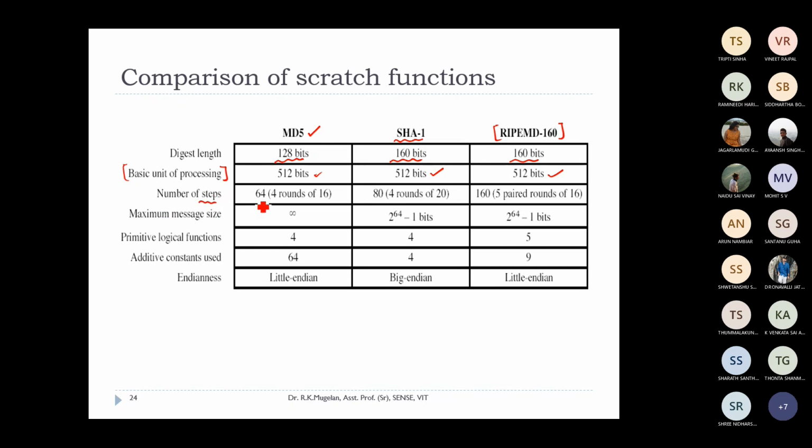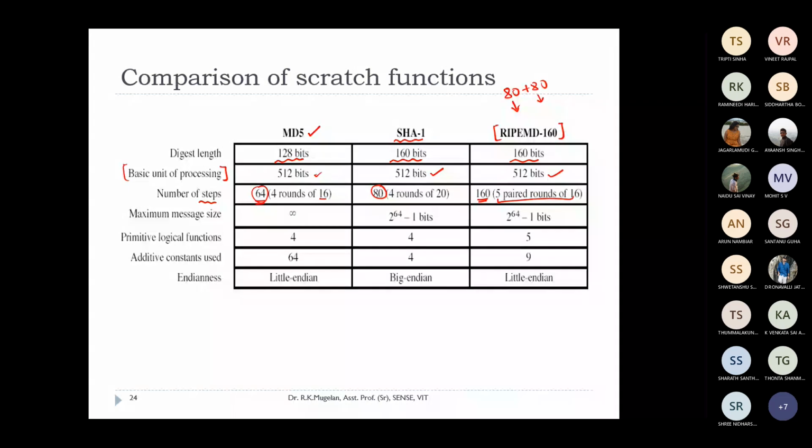Okay, so here totally 64 steps, that is totally 4 rounds, each round having 16 steps, so totally 64 steps. Here again 4 rounds of 20 steps, so it will be giving me 80 steps here. And here the same thing, but here the 5 paired rounds of 60. That means you'll be getting 80 plus 80, which are going on in a parallel way. So they say it as 160 steps. Actually speaking, at a time 80 steps will be running, but parallelly they are running, so 160 steps.